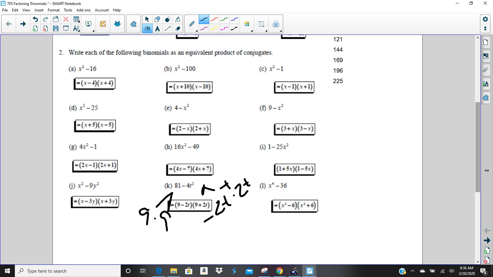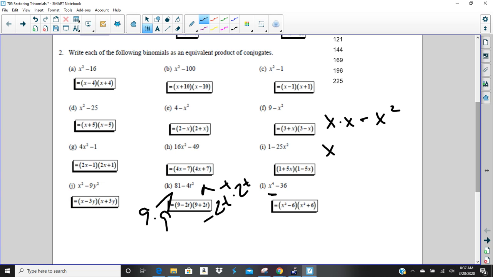The other one I want to mention to you is question L. We have x to the 4th. Again, just like I want you guys to know the perfect squares, I'd like you to know the perfect squares of variables. And what are they? An even exponent is always going to be a perfect square. So for example, we have x times x, that equals x squared.